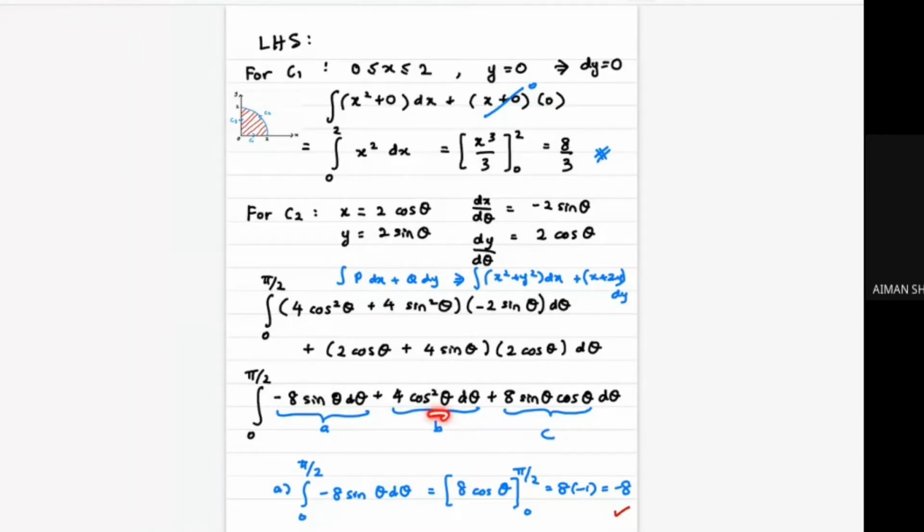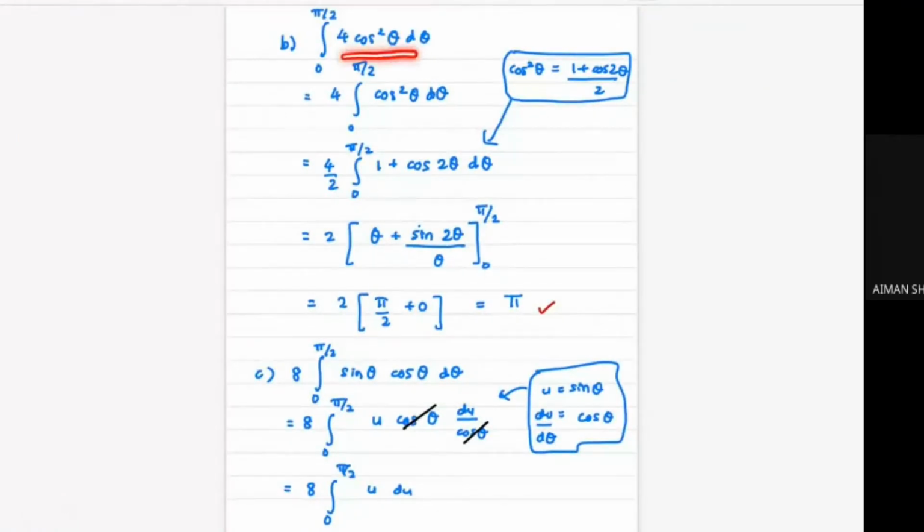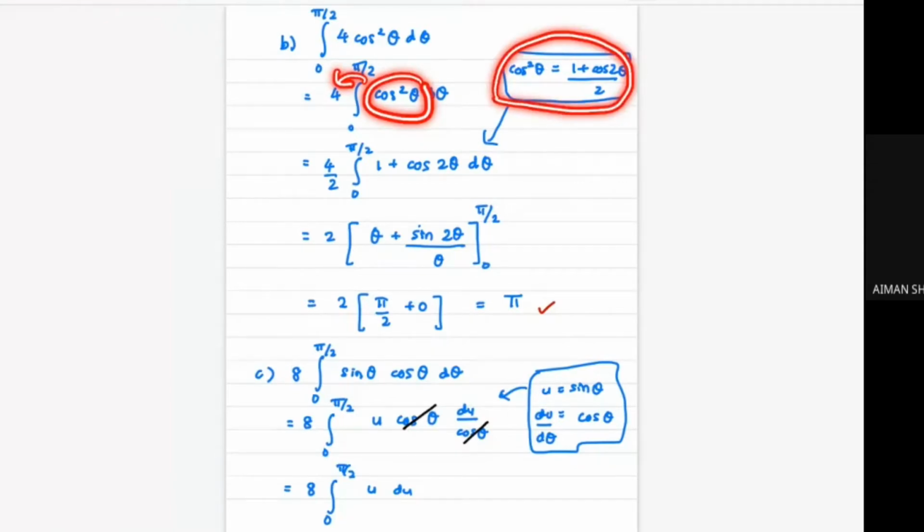Now let's solve part B and part C. Part B, 4 cos squared theta d theta. So take out your 4, put it outside, and for cos squared theta, you can use this trigonometric identity. Cos squared theta is equal to 1 plus cos 2 theta over 2. Substitute into this integration. So you can integrate this.